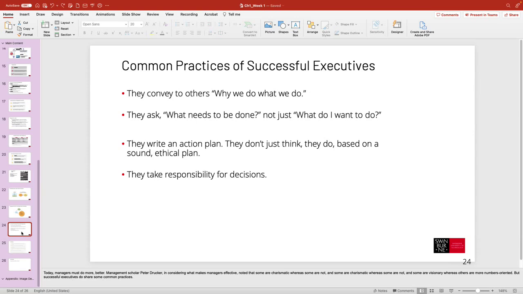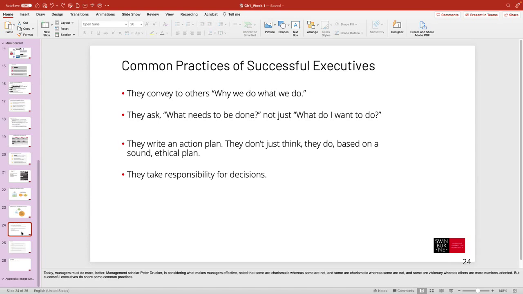They convey to others why we do what we do. It's very, very important. Sometimes people disengage when we don't know why we do what we do. So as successful executives, you always need to spell out why we do what we do. Very, very important. They ask what needs to be done, not just what do I want to do. So creating that open-ended question is very important. What needs to be done? Then only you can get some ideas from other people as well.